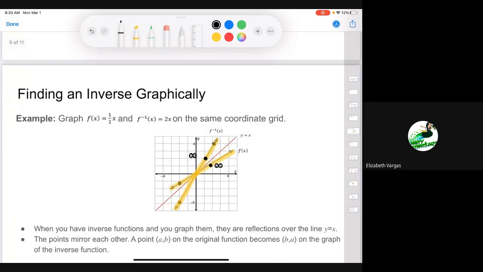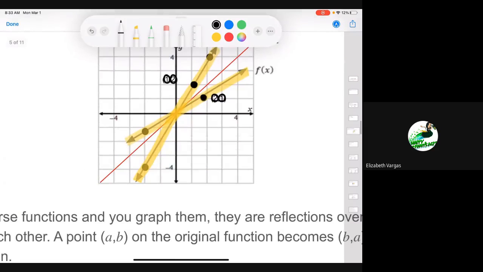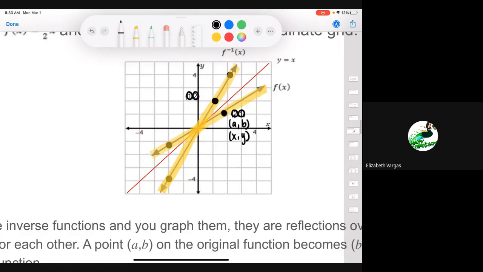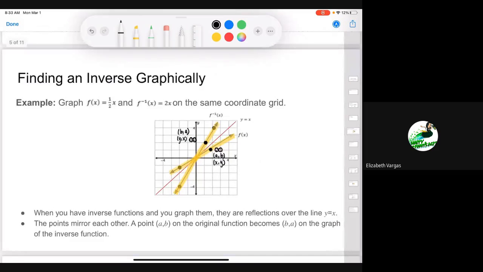Okay, so what does this show us? Well, this shows us that the points mirror each other, and an original point (a, b), or (x, y), whichever your preference is, on the original function becomes (b, a) or (y, x). So we can see that those coordinates are being switched between the original function and the inverse.